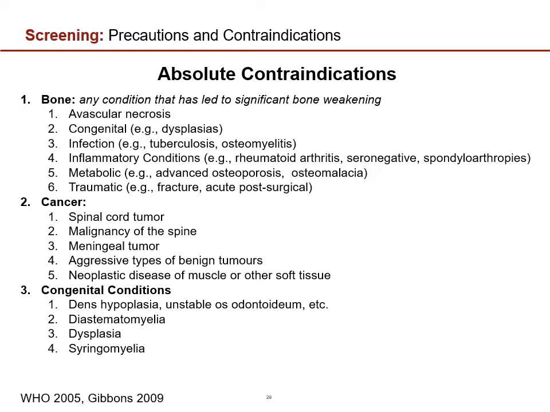Cancers, any form, so spinal cord, malignancy of the spine, meningeal tumors, aggressive types of benign tumors, even outside of the spine, a neoplastic disease of muscle or soft tissue. It should be noted that the spinal column is an area that is commonly a site of malignancies from non-spinal lesions or cancers, and so again, even if the cancer is otherwise outside of the spine or has shown to be so on recent scans, it is still ill-advised to perform any form of spinal manipulation.